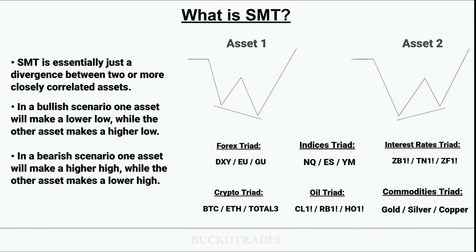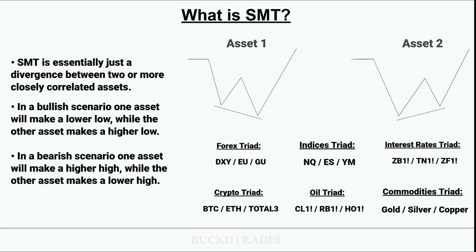What is SMT? SMT is essentially just a divergence between two or more closely correlated assets. A closely correlated asset is an asset that moves in sync with a different asset. So if you look in the bottom right, I've listed all the main triads which you can use to compare to each other to look for SMT.